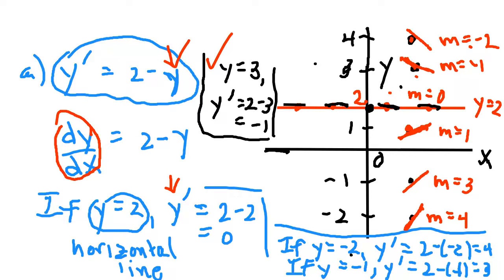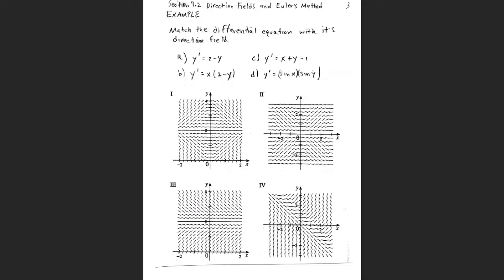Now if we go back to this example for the first differential equation, what's the right choice going to be? 1, 2, 3, or 4? We haven't graphed the whole direction field, but we're just graphing a portion so we can tell which is the right choice. That's right.